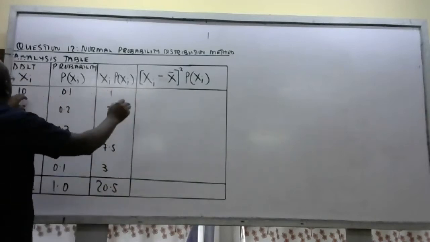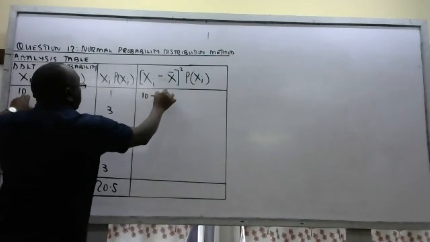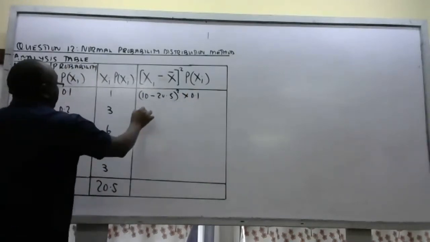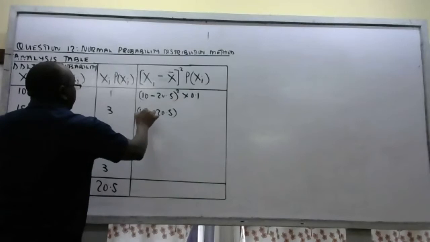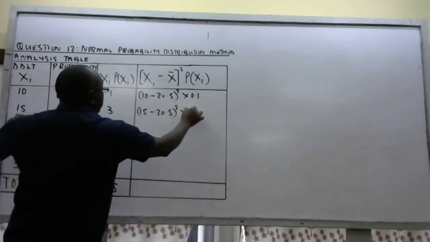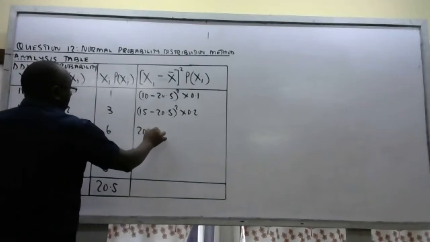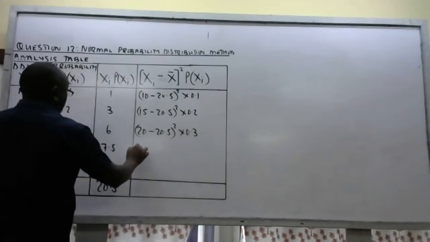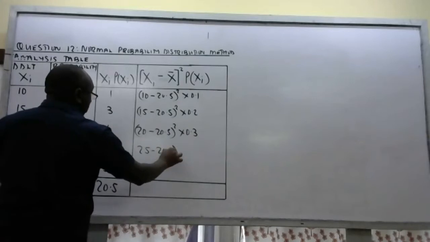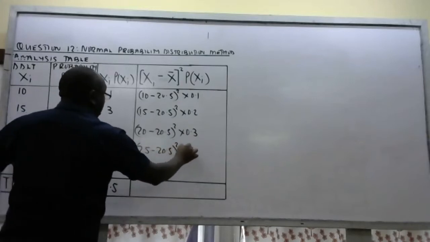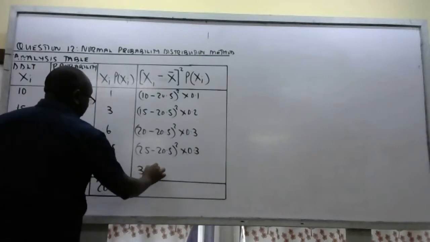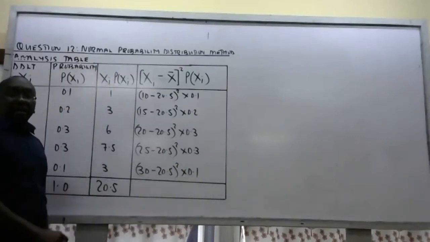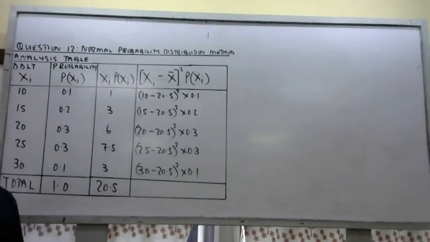After that, this one, you take 10 minus 20.5, you square, then multiply by the probability. 15 minus 20.5, you square, multiplied by 0.2. 20 minus 20.5, you square, multiplied by 0.3. 25 minus 20.5, you square, multiplied by 0.3. 30 minus 20.5, you square, multiplied by 0.1. Then you will send me the total.